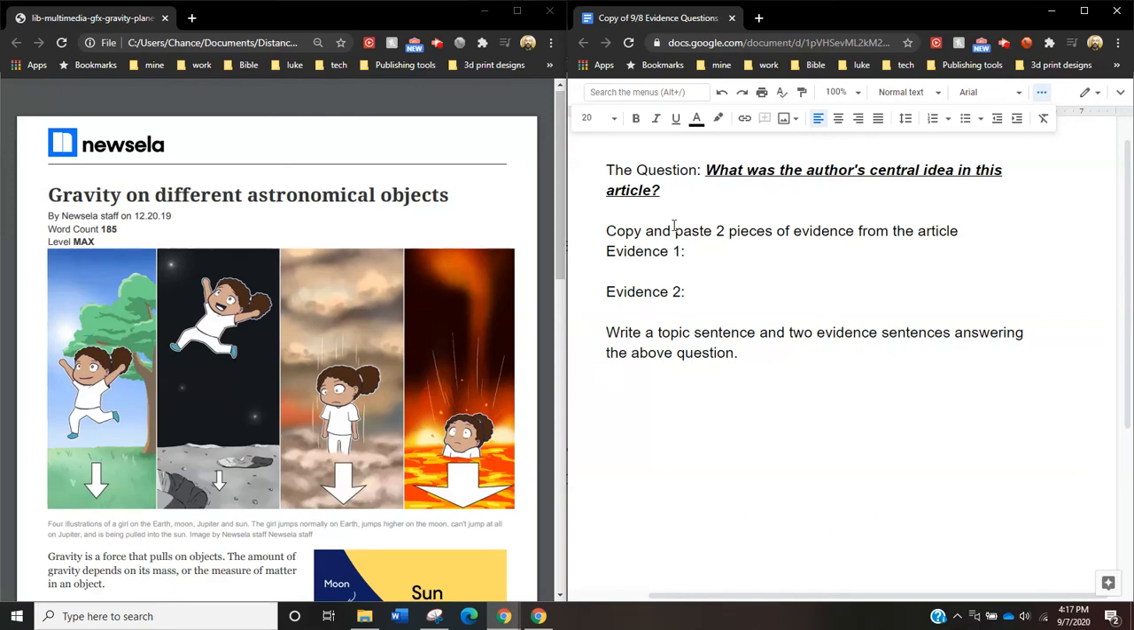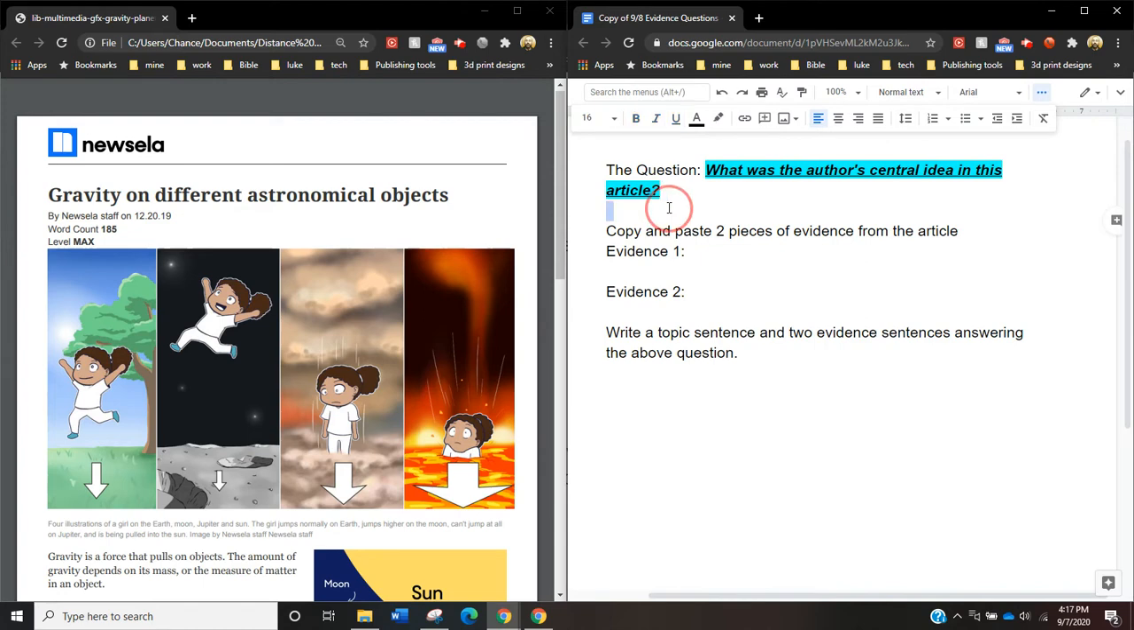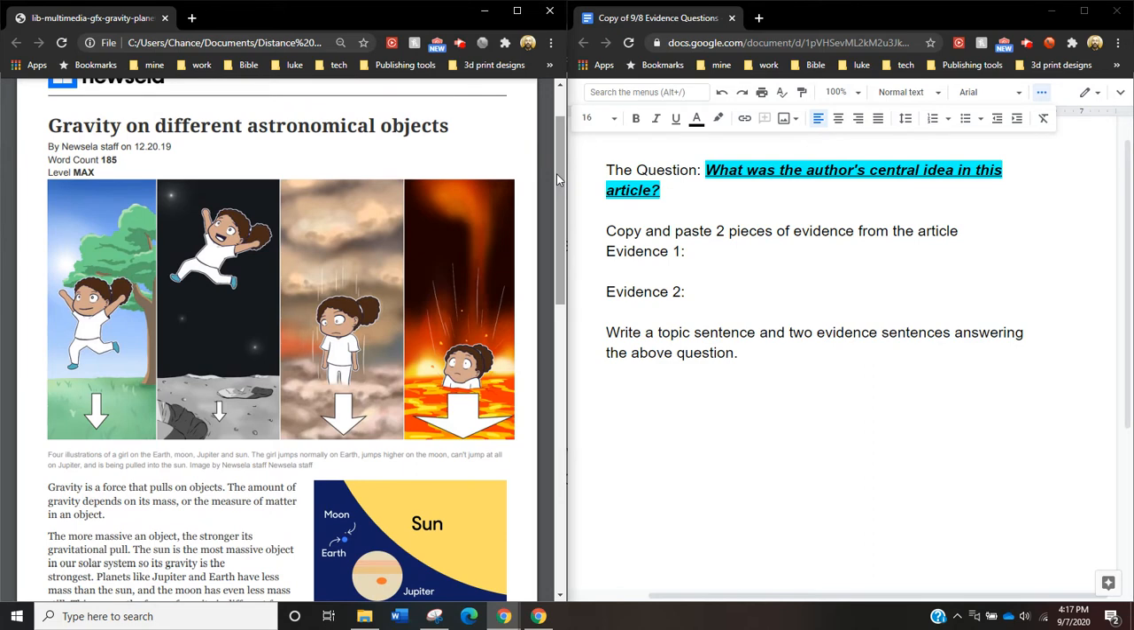Okay, so my question for this assignment is, what was the author's central idea in this article? So I'm looking for central idea. I'm looking for that most important idea that the author thought was important in this article. Let's take a look at this article here. Gravity on different astronomical objects.